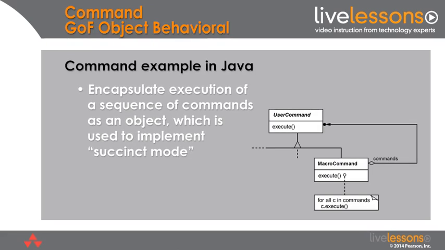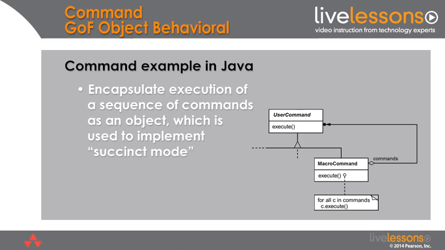Let's take a look at how we might actually implement the command pattern in Java for our expression tree processing app. There's a number of different ways we're going to do this. I'll show you one example here. We'll look at some other examples when we take a tour through the source code. The basic idea is we want to be able to encapsulate the execution of a sequence of commands as a single object.